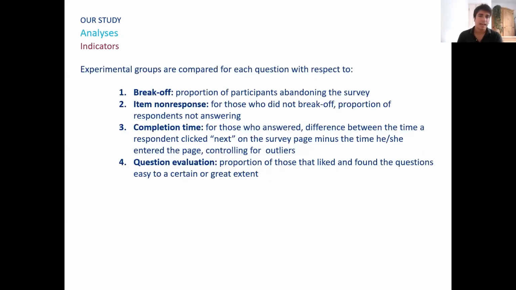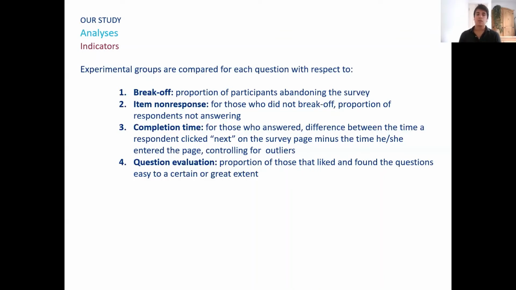To perform the analysis, we used 4 different indicators that we compared between experimental groups. The first indicator was break off. Basically, we compute the proportion of participants abandoning the survey. The second indicator was item non-response. So for those that did not break off, we compute the proportion of respondents not answering. The third indicator was completion time. So for those who answered, we compute the difference between the time a respondent clicked next on the survey page minus the time that the respondent entered the page. So we had all the time that they spent on the survey page, and we controlled for outliers.